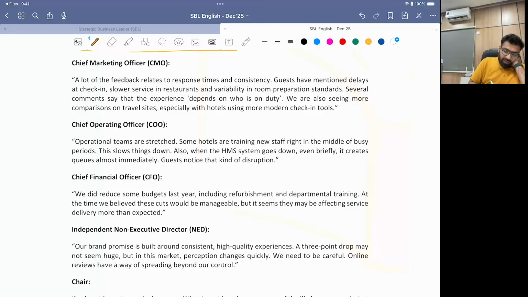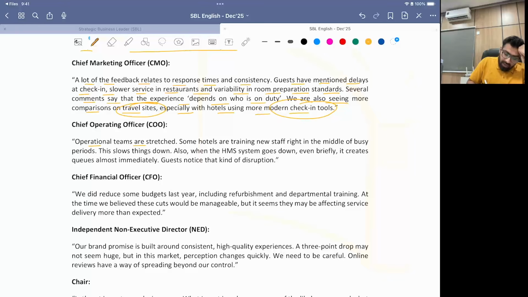So a lot of feedback relates to response times and consistency. Guests have mentioned delays at check-in, slower service in restaurants, and variability in room preparation. Several comments have said that experience depends on who is on duty. We are also seeing more comparison on travel sites, especially with hotels using more modern check-in tools. So people are comparing us with them, and they are laughing at us, asking what you guys have done.